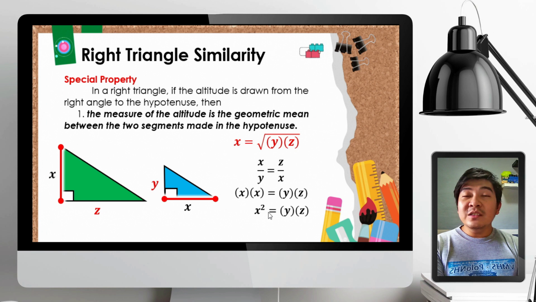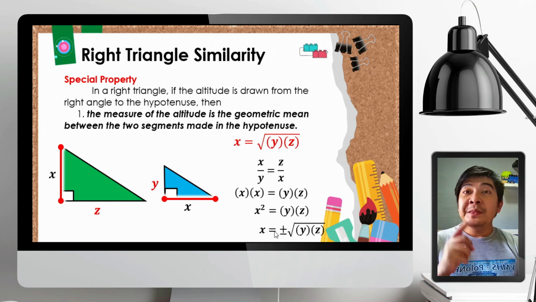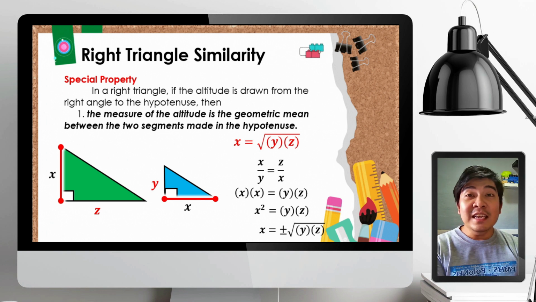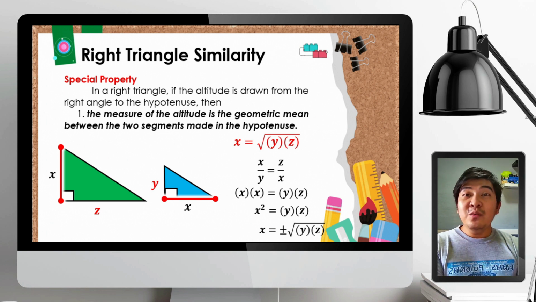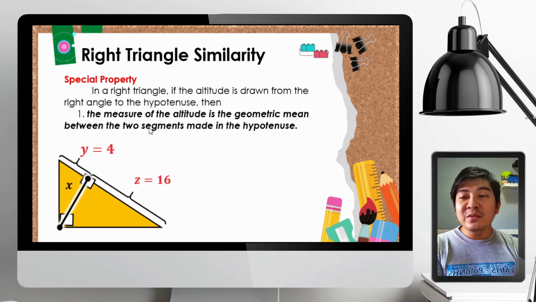In order for us to get the value of X, we just need to extract the square roots of both sides of the equation. So the result will now be X is equal to the positive and negative square root of YZ. The negative value will be extraneous. Since we are speaking of lengths, kailangan lang natin si positive value. That is why we have X is equal to square root of Y times Z. So this is based on the special property of our right triangles. So let us have some examples.